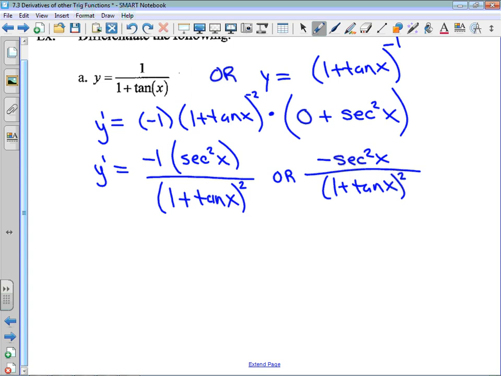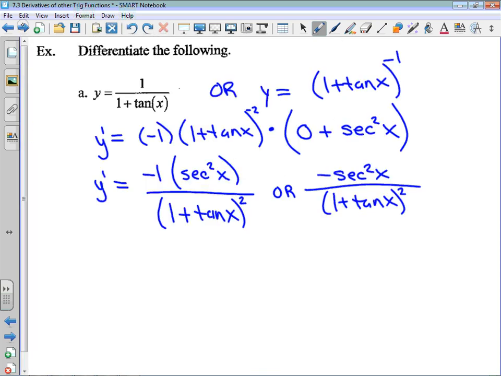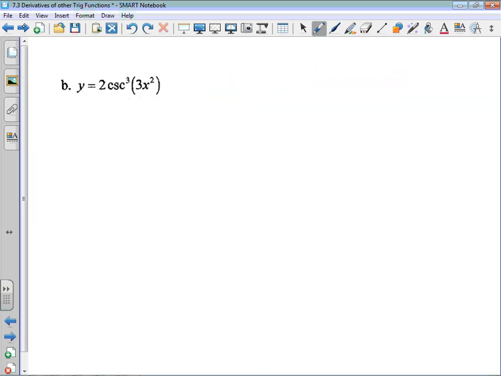All right, next example is again a little bit trickier. It's y equals 2 times the cosecant cubed of 3x squared. One thing I'm going to do is write this a little bit friendlier. So this is going to be 2 times, and then in a square bracket, I have the cosecant of 3x squared, and then all of that is cubed. And if nothing else, I think that makes it a little bit easier to take the derivative.